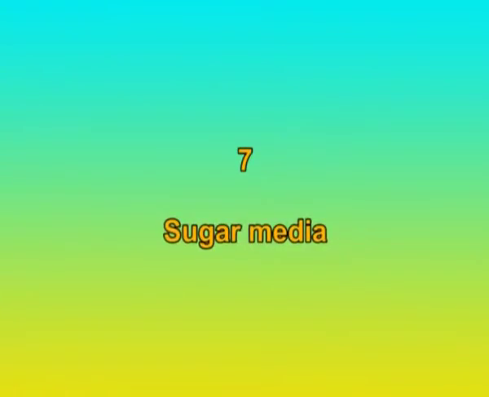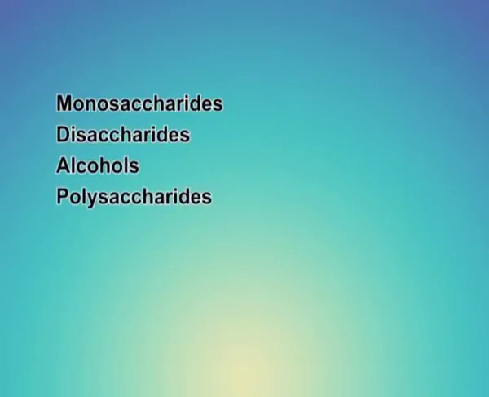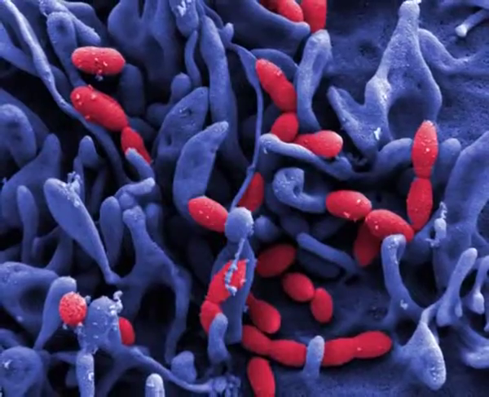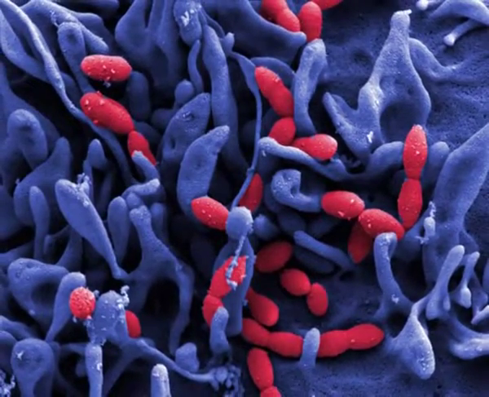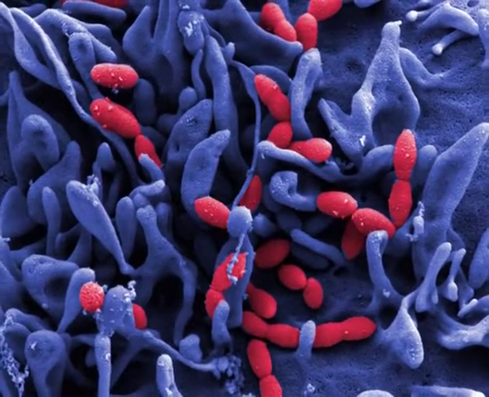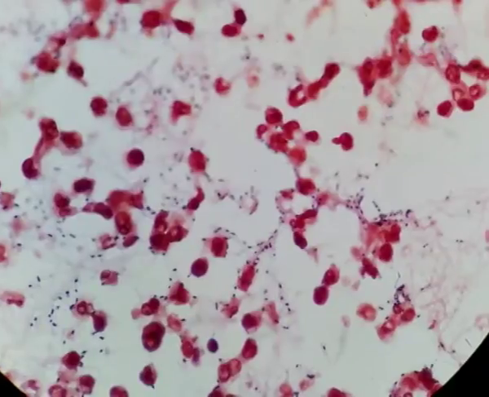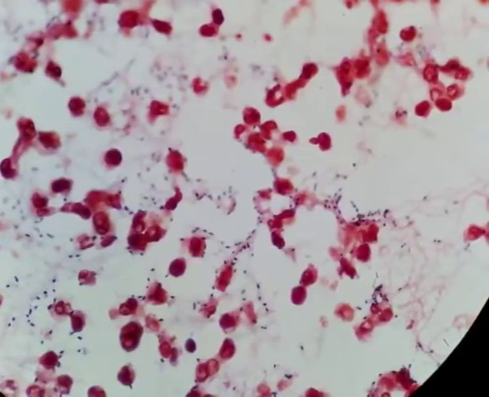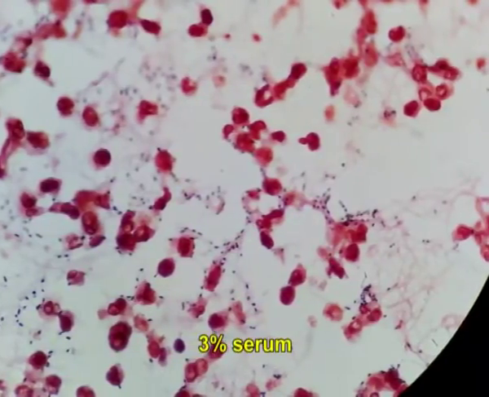Seventh, that is sugar media. The term sugar in microbiology denotes any fermentable substance. That is monosaccharides, disaccharides, alcohols, polysaccharides, trisaccharides or glucosides, non-carbohydrate types of substances. Example, for organisms which are exacting in their growth requirement, that is pneumococci, serum sugars are required. They contain 3% of serum.